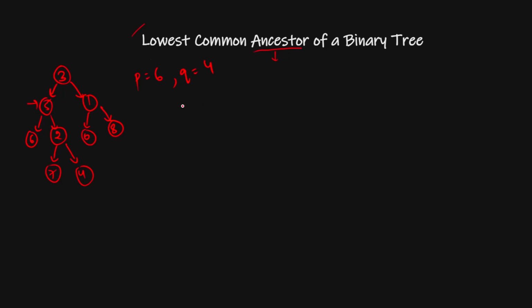Now let's understand the LCA, the lowest common ancestor, of 5 and 1. What will it be? It will be 3. What will be the lowest common ancestor of 5 and 3? Here 3 is itself the lowest common ancestor of 5 and 3.